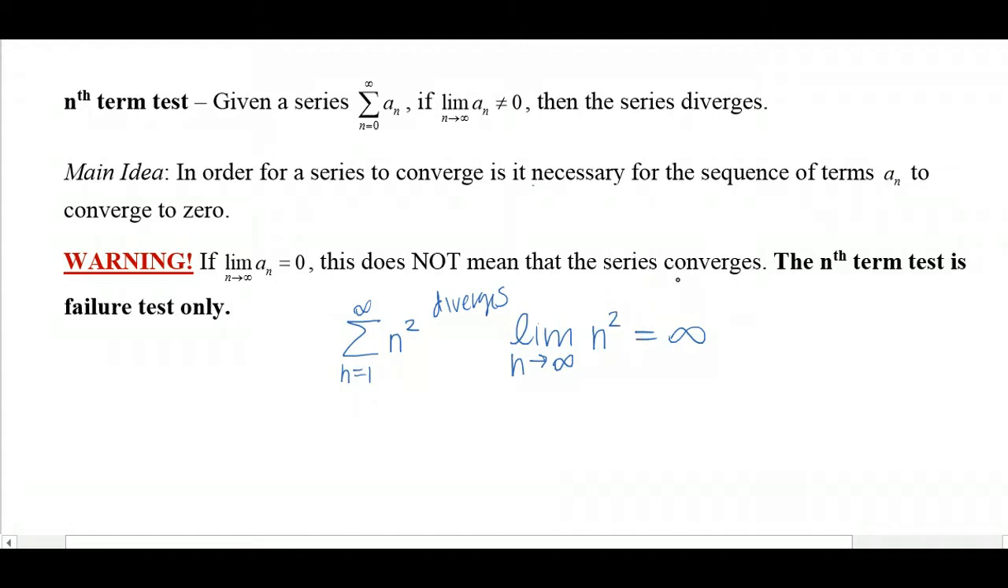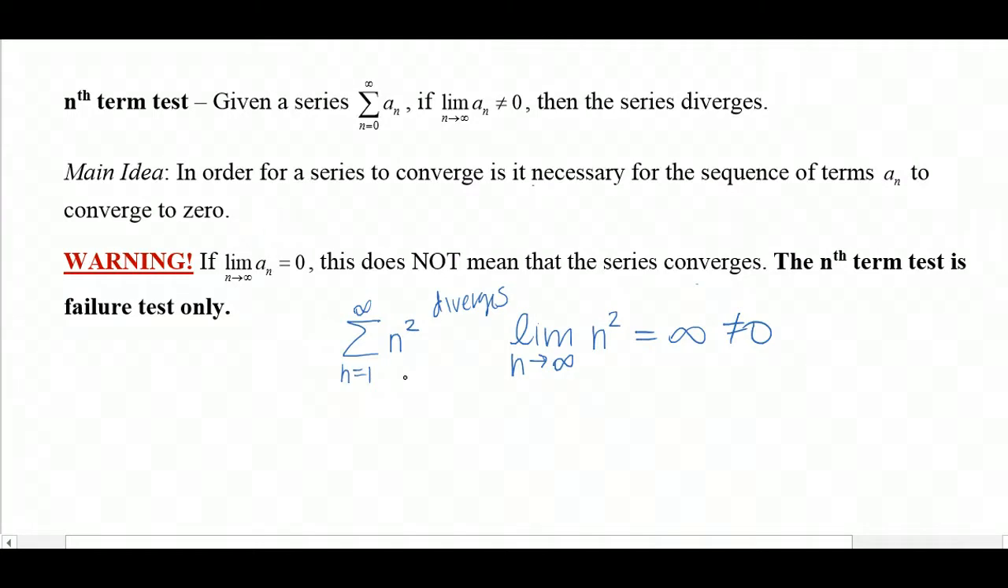So let's erase that for a second. So infinity does not equal 0. If we found out that this limit does equal 0, that doesn't mean that the series converges. So now let's try to look at this. The main idea is that in order for a series to converge, it's necessary for the sequence of terms a sub n to converge to 0. It's necessary for the terms to be getting smaller and smaller and closer to 0.